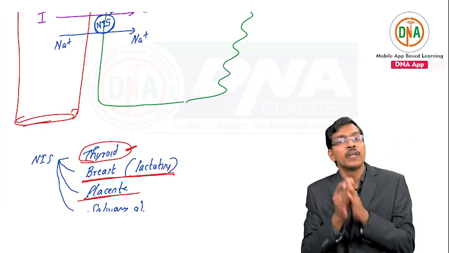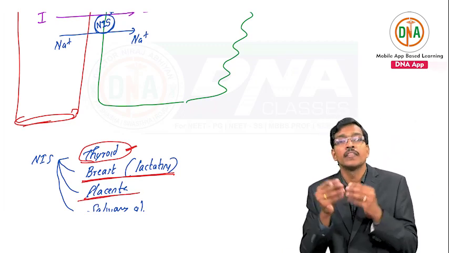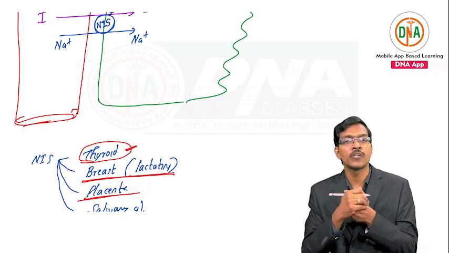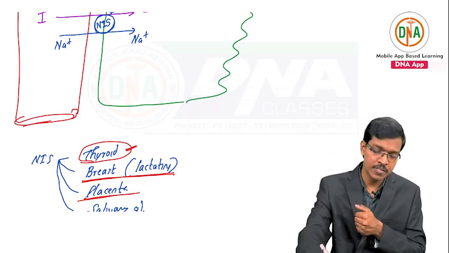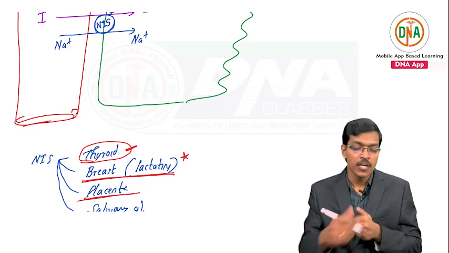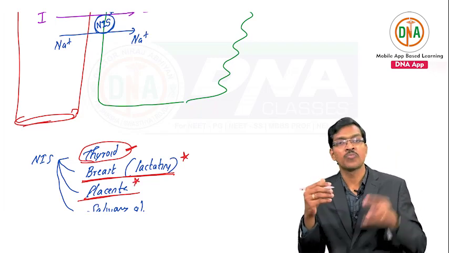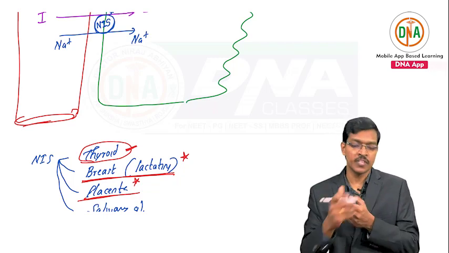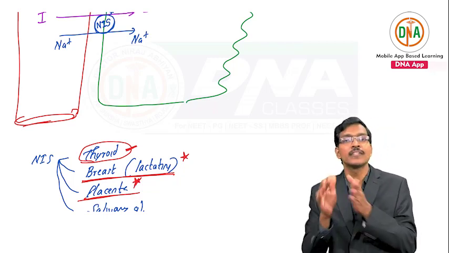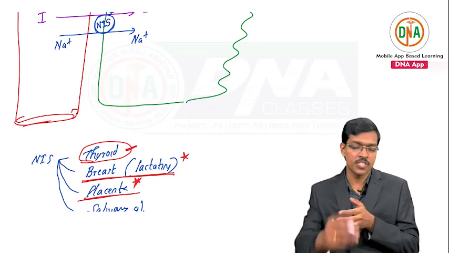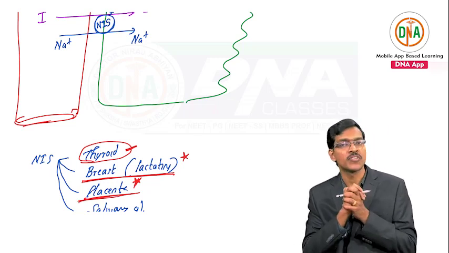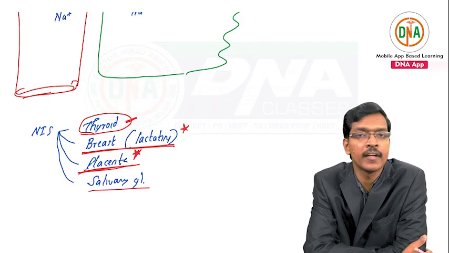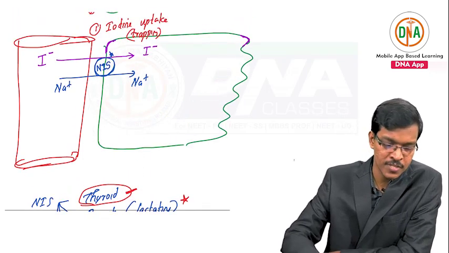In the breast, the lactating breast requires NIS because the baby also needs iodine for thyroid hormone synthesis. So that has to be transported across the breast milk, right? So the lactating breast also needs the NIS channel. Placenta also requires this channel because from the maternal blood, through the placenta, the iodine reaches the fetus. The fetus also needs iodine for fetal synthesis of thyroid hormones. So that is transported through the placenta with the help of the NIS channel. It is also present in the salivary gland. The function is not known, but it is also present there. It is also present in several other sites, but this much is enough for you.